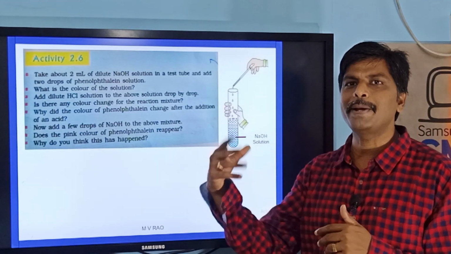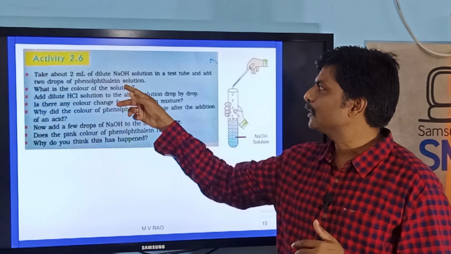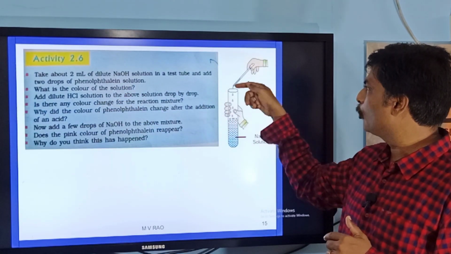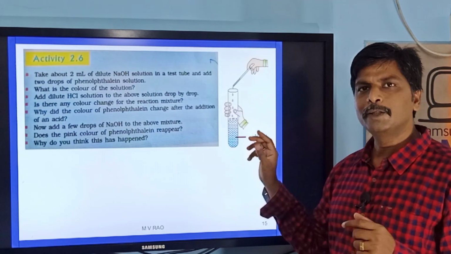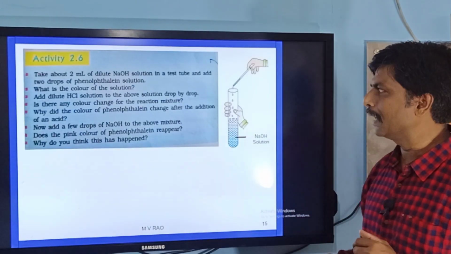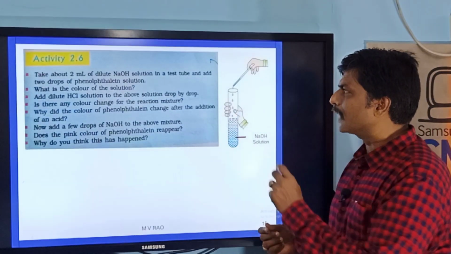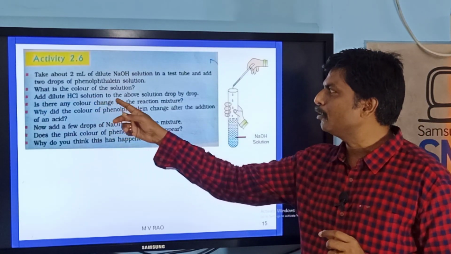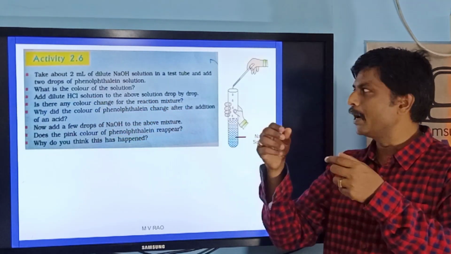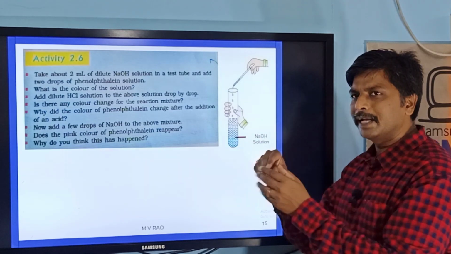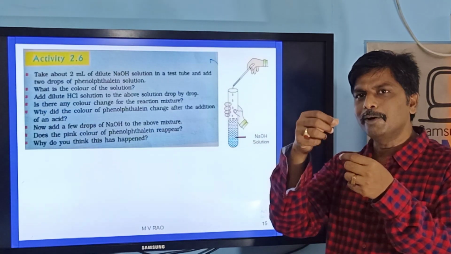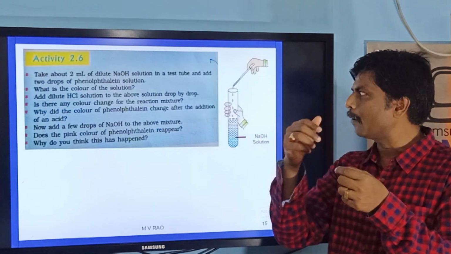Next, what is P? Pink. So what is the color of the solution? Pink. After adding 2 drops of phenolphthalein to the base, you will get pink color. To this pink solution, add dilute HCl drop by drop.